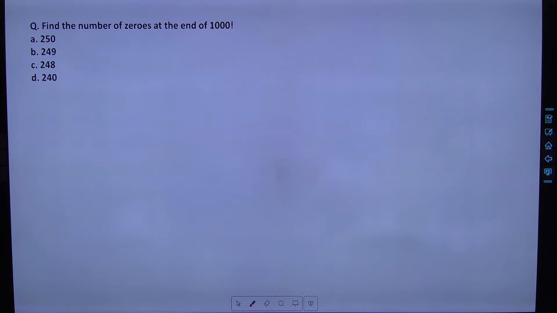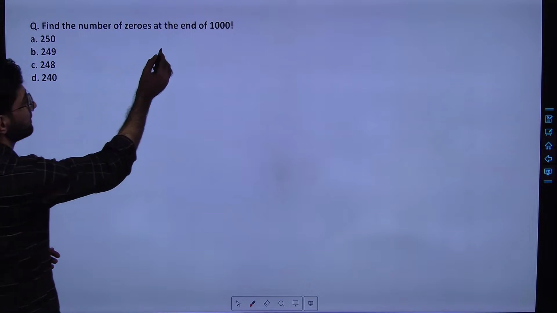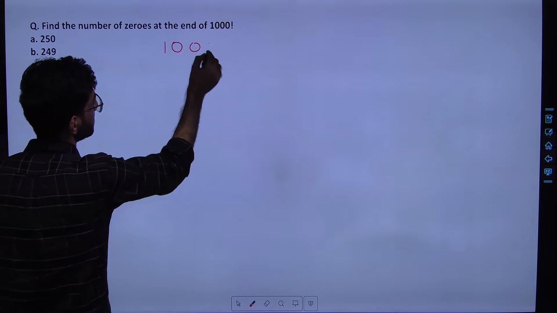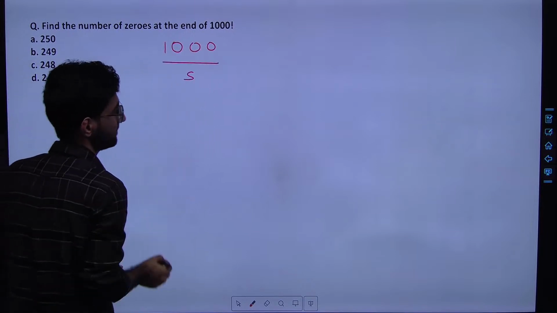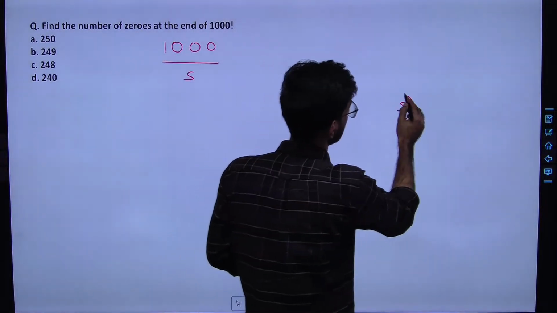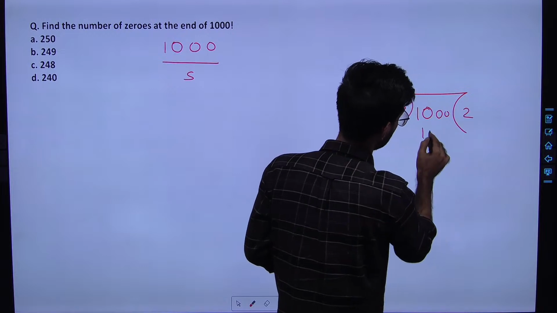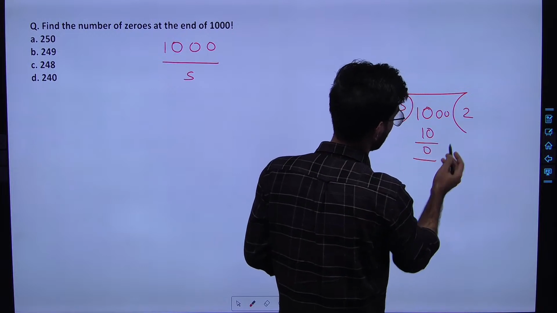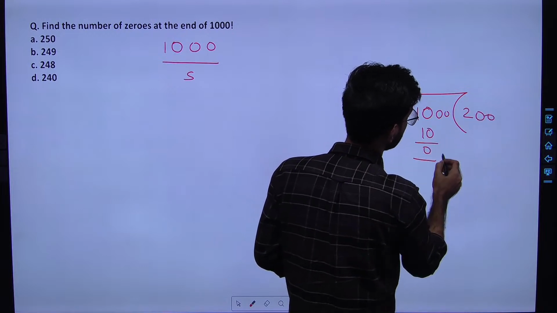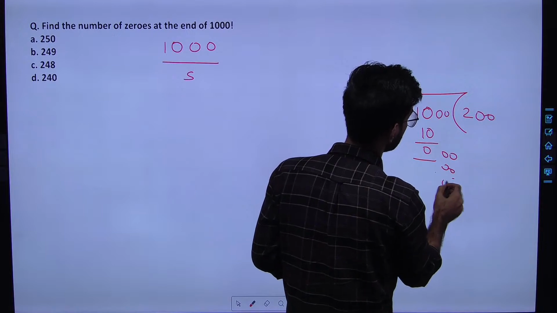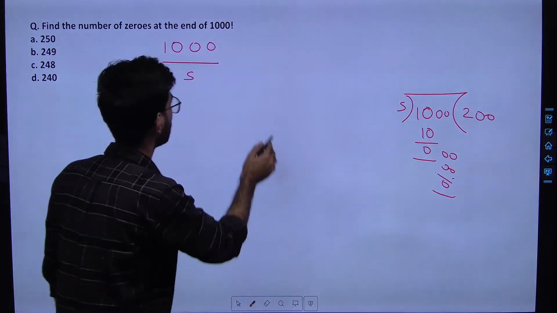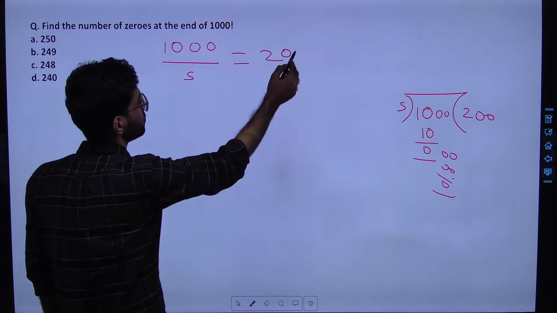Find the number of zeros at the end of 1000 factorial, right? So simply we will have to divide 1000 by 5. Okay, let us divide 1000 by 5. So 5 into 10, then obviously it will be 00. So 200, right? The quotient will be equal to 200.